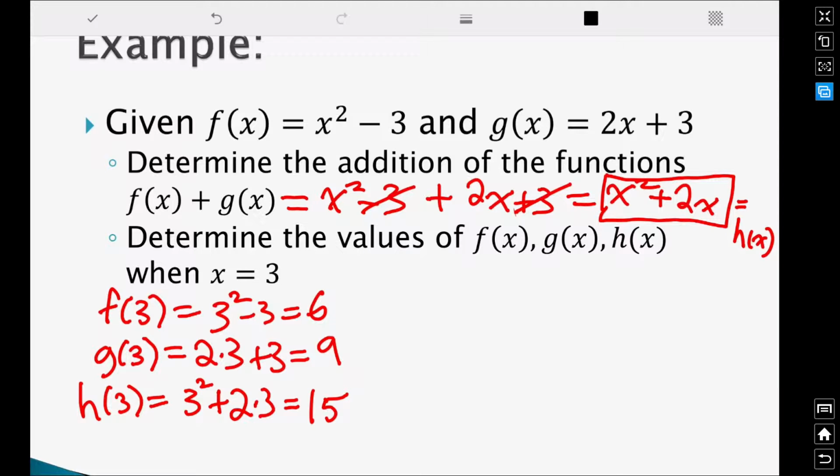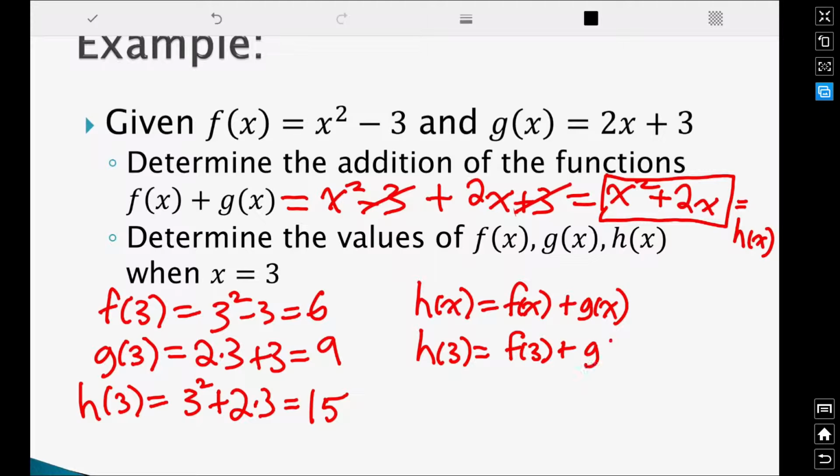There we go. That should make a lot of sense. Why is h of 3 equal to 15? Because remind ourselves that h of x is really just f of x plus g of x. So when we calculate h of 3, it's really just f of 3 plus g of 3, which we know f of 3 is 6. G of 3 is 9, and therefore h of 3 is 15. There we go.